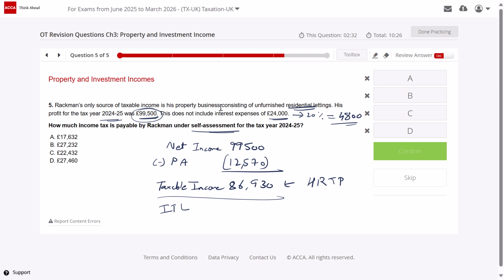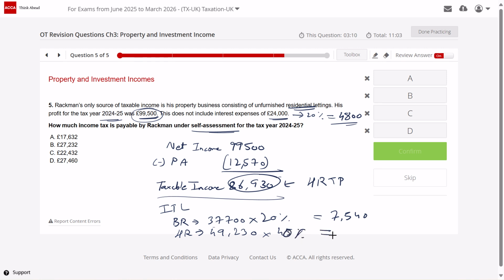First I will tax 37,700 at the rate of 20%. When I talk about basic rate, 37,700 will be taxed at 20%. So that makes it 7,540. Now if I talk about higher rate, the remaining amount, that is 86,930 less 37,700, which is already taxed, makes it 49,230. This will be taxed at 40%.